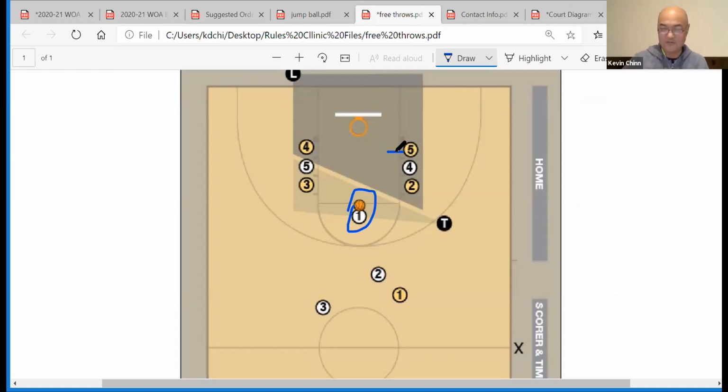When the ball's in the air, let's see if I can do this. The ball's in the air. All right.